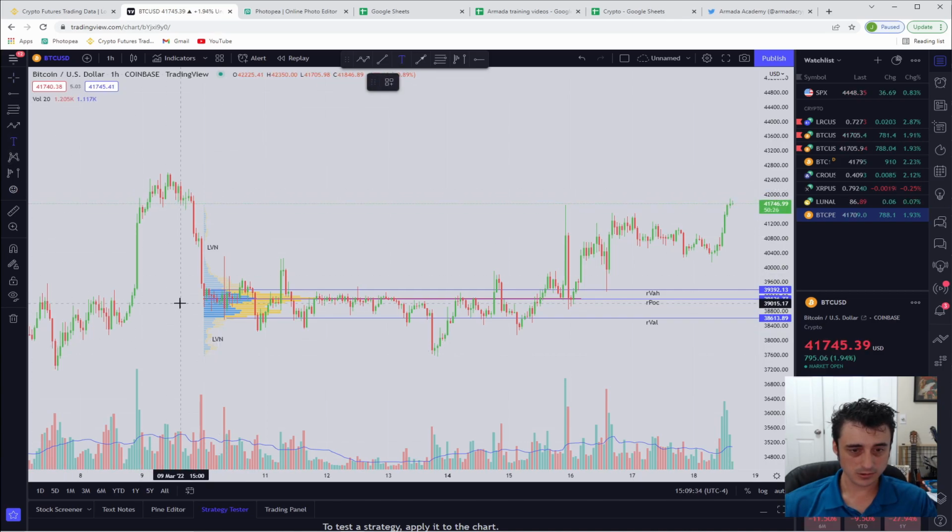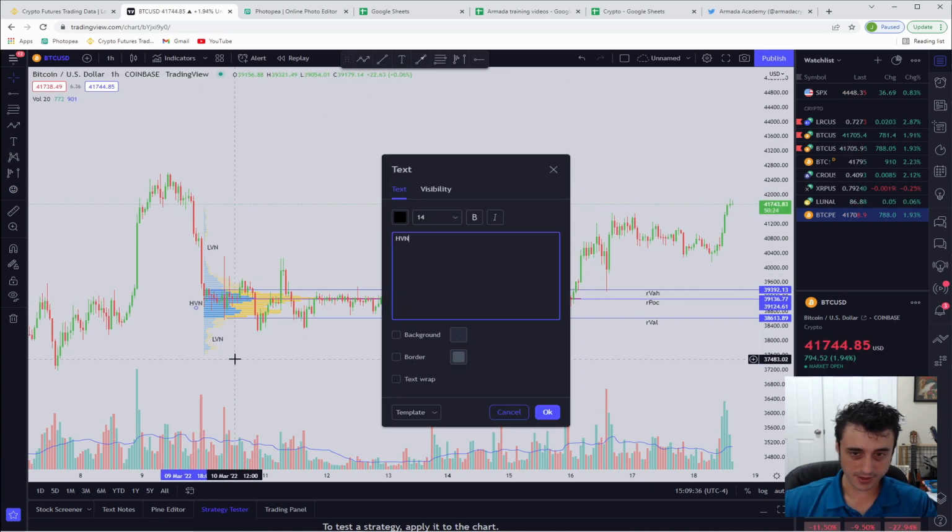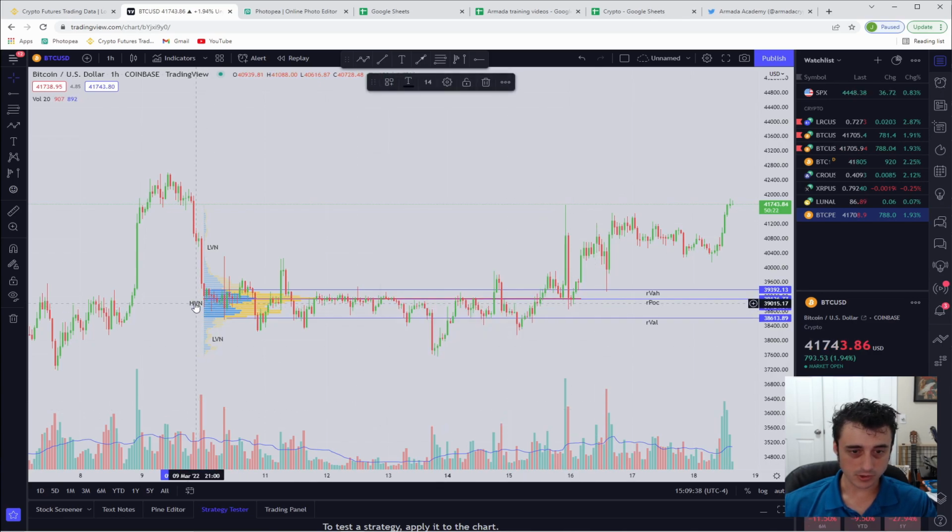And right in here is where we call the high volume node, or HVN, and that's this whole range. This whole range in here is the high volume node. This is where you're going to see the most action. Typically in the low volume node, you're going to see the price rocket. Typically in the high volume nodes, you're going to see the price slow down. Obviously, it rocketed here, but typically you're going to see the price moving a little bit more slowly in the high volume area because it's a little more difficult to go through there.